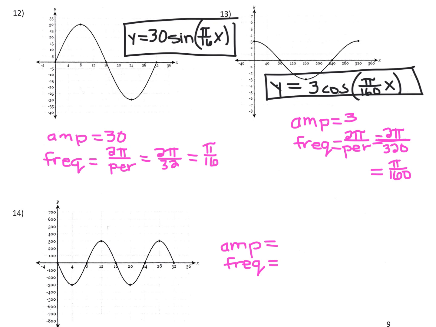All right, the next one, number 14. Now here we could see we have a negative sine curve. It's starting at the midline, so it's sine, but because it's going down before it goes up, it's going to be a negative sine curve. All right, let me write that. y equals negative, and then I'll just leave a space to put the amplitude in front of the word sine.